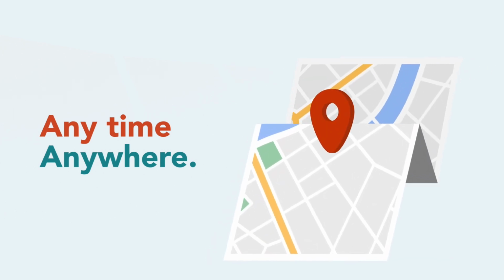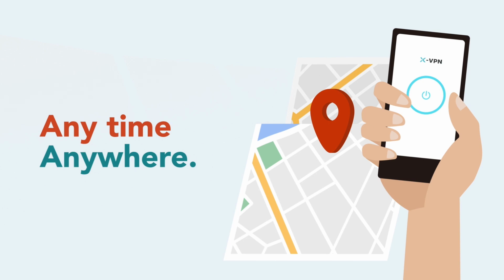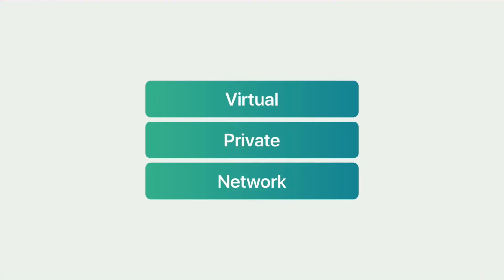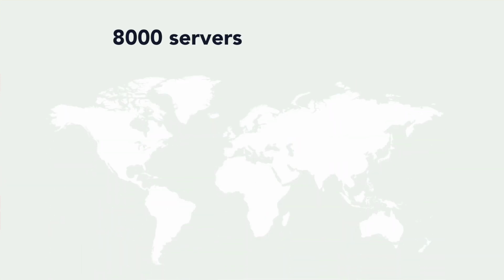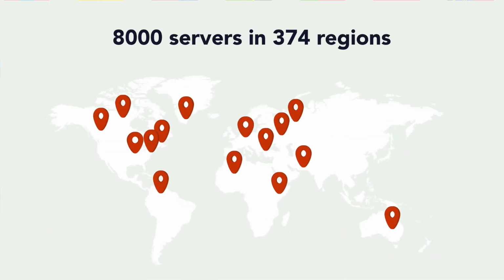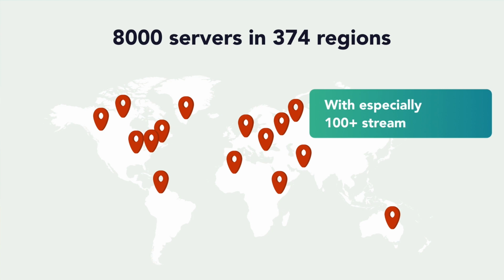The way to access real-time global content no matter where you are and consistently protect the data security of your online activities is to use a VPN. VPN represents virtual private network. X-VPN provides more than 8,000 servers in 374 regions, with especially 100+ streaming servers.